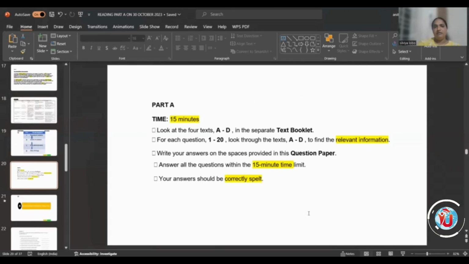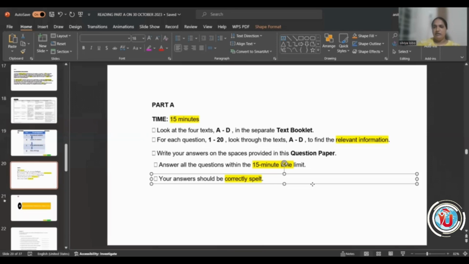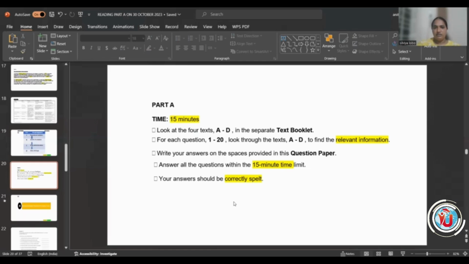In Part A, only 15 minutes will be there to complete our Part A. Look at the four texts A, B, C, D in a separate booklet. For each question 1 to 20, look through texts A, B, C and D to find the relevant information. Write your answers in the space provided on the question paper. Answer all the questions within the 15 minute time limit, and you should write correct spelling. You must copy from what is there in the booklet.